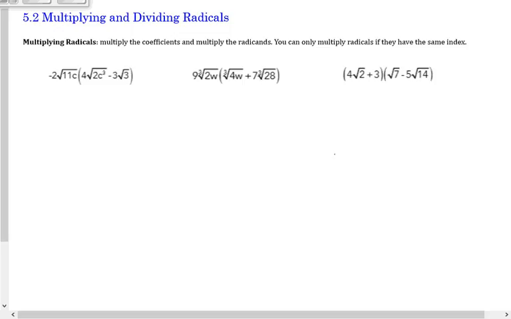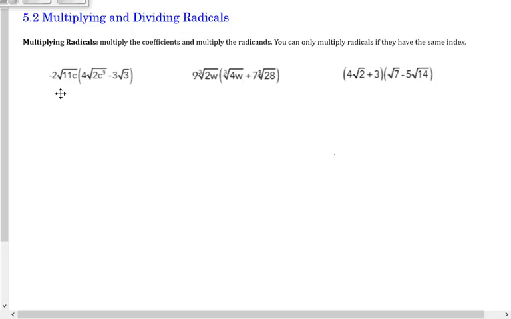Today, we are going to be focusing on multiplying and dividing radicals. So in order to multiply radicals, what you're going to do is multiply the coefficients and then multiply the radicands. And the only thing you have to remember is that you can only multiply radicals if they have the same index.